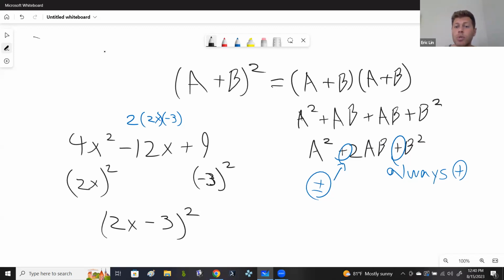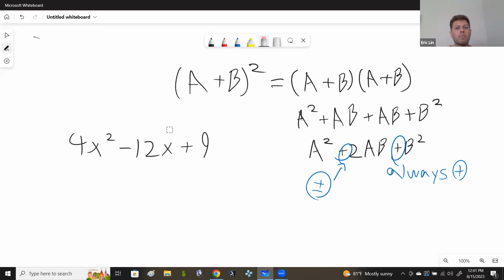Once again, you can do this the normal factoring way, right? Like I can take 4x squared minus 12x plus 9, and I can say, okay, what are two numbers that multiply to be positive 36 but add to be negative 12? I can still do that. Oh, it's got to be negative 6 times negative 6, and then negative 6 plus negative 6.